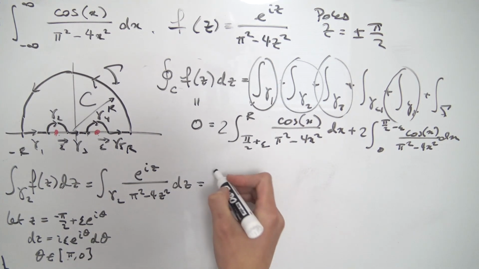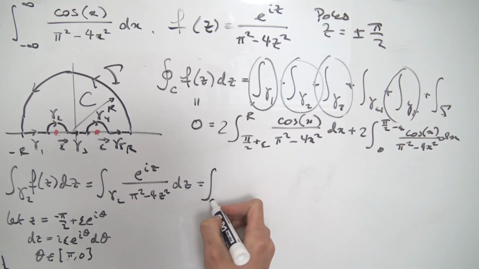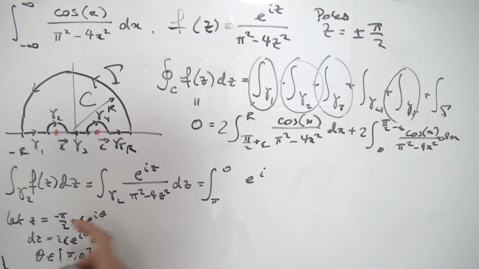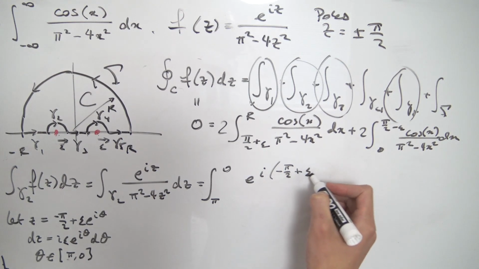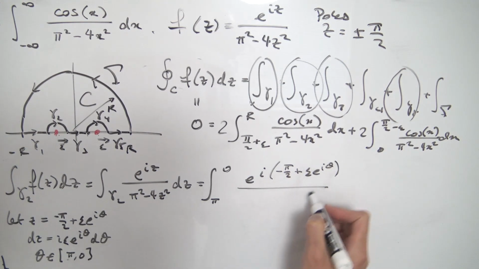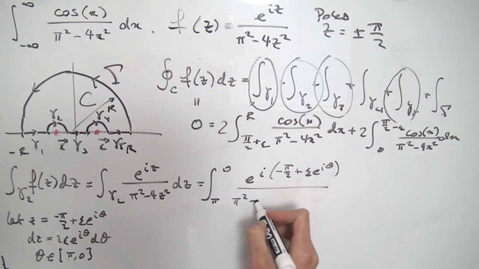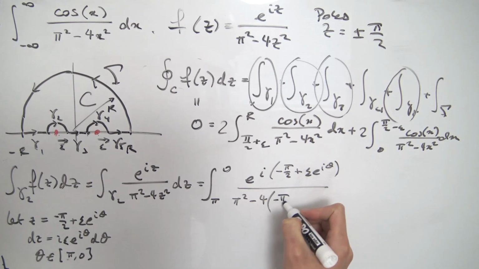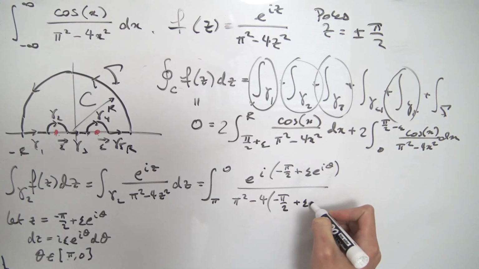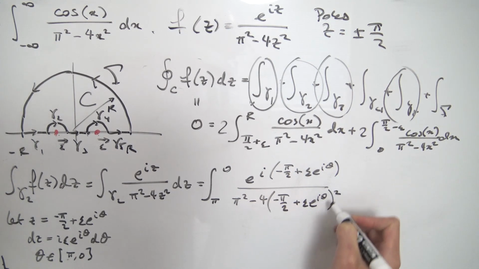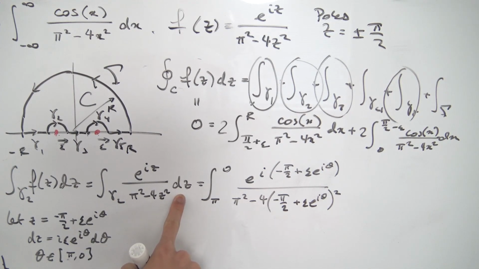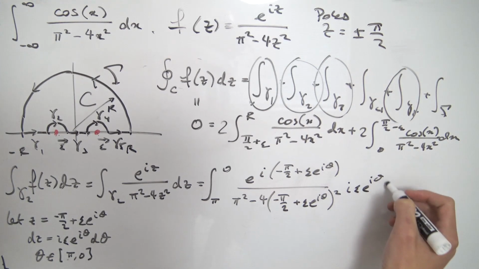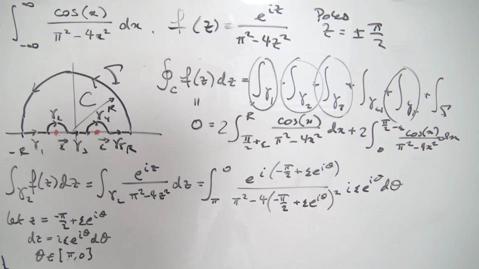Okay, so now we can substitute everything back in. This is the integral from pi to 0 of e to the i, and now what exactly is our z? Our z is this weird thing right here. So we have minus pi on 2 plus epsilon e to the i theta, like so. And all this is divided through by pi squared minus 4 z squared, well, we're just going to take this thing right here but square it. So minus pi on 2 plus epsilon e to the i theta, squared, like so. And our dz is exactly this weird thing right here again. So we have i times epsilon e to the i theta d theta, like so. Okay, and remember what I said before.